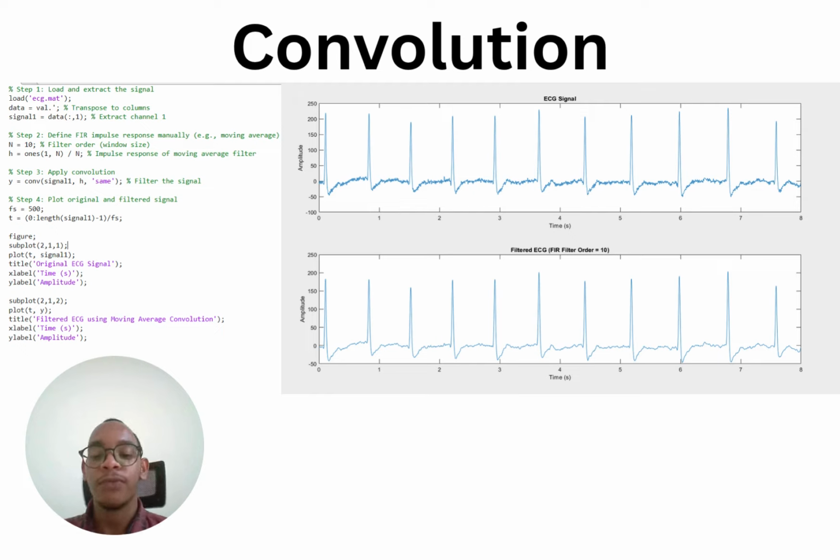This simple FIR filter acts as a low pass filter. The filter length in our code is n equals 10. It determines the balance between noise reduction and signal preservation. A longer window would smooth more but might over smooth some important features. After we define the filter using the ones function with order 10, we convolve the original signal with the filter impulse response using the conv function to obtain the filtered output.